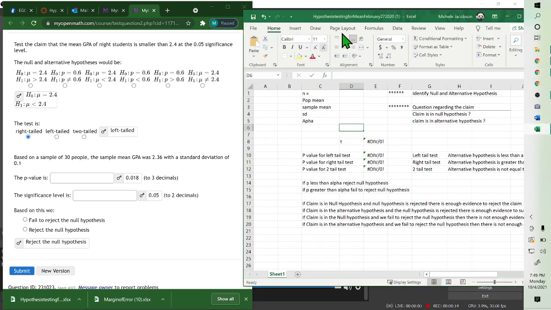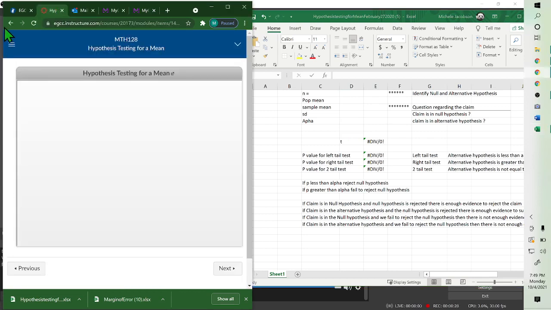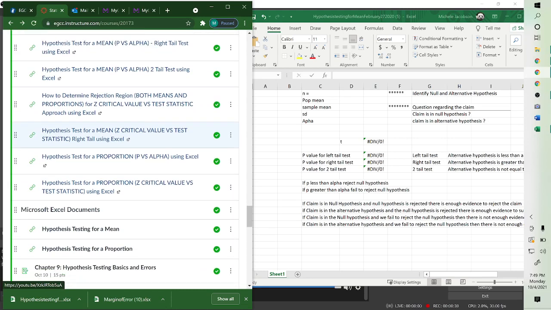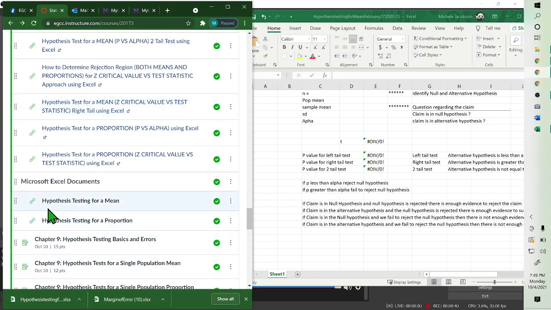For this problem, you can use, in chapter 9, they have hypothesis for a mean and hypothesis for a proportion. Both Excels here, I'll show you where it's at. So under chapter 9, there's these two Excel files. And the one that you had a question on was a mean, so I used that one, and this comes up.